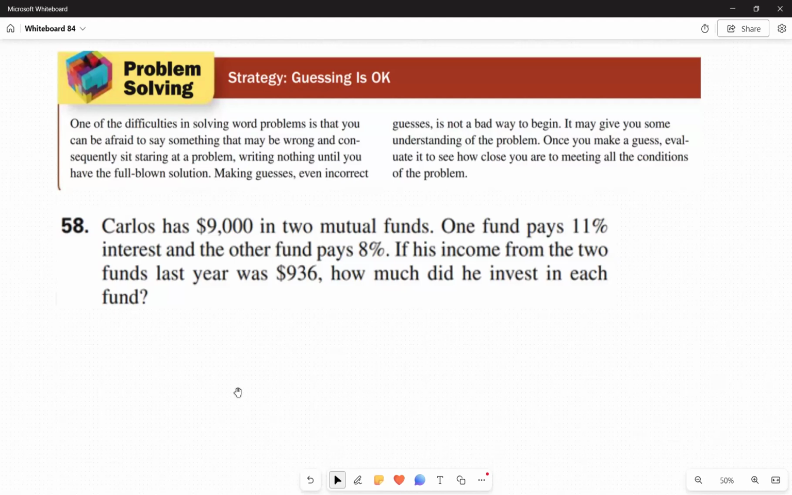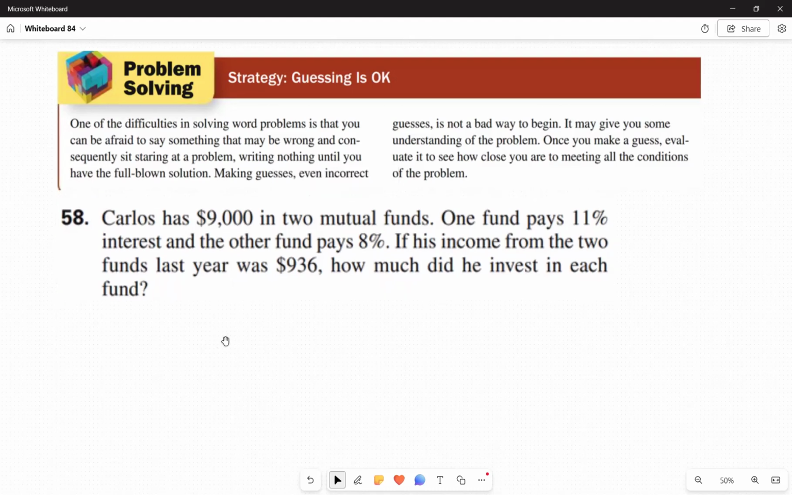One of the difficulties in solving word problems is that you can be afraid to say something that may be wrong, and consequently sit staring at the problem, writing nothing until you have the full-blown solution. Making guesses, even incorrect guesses, is not a bad way to begin. In other words, don't be afraid to make mistakes. It may give you some understanding of the problem, and once you make a guess, evaluate it to see how close you are to meeting all the conditions of the problem.